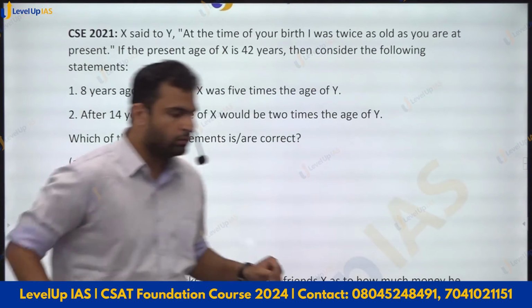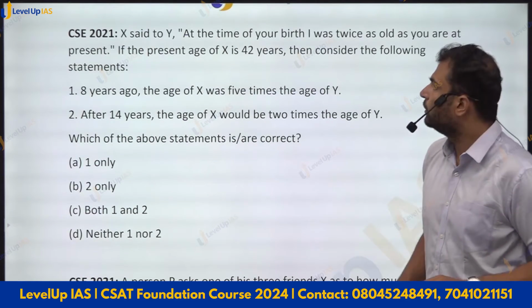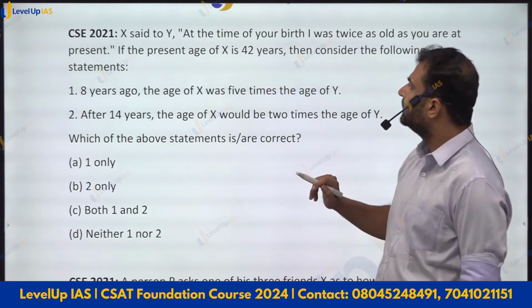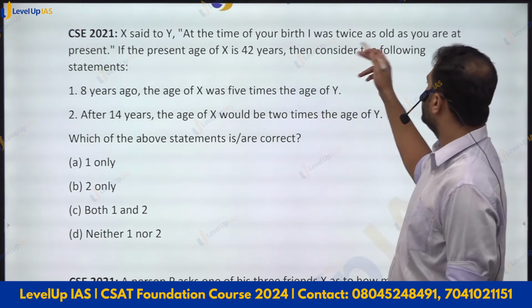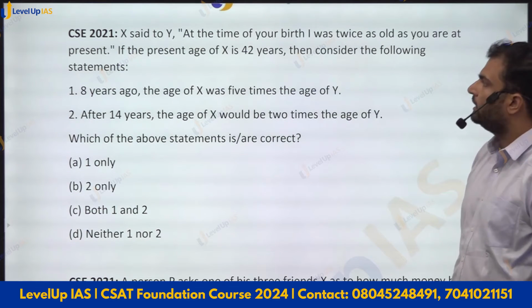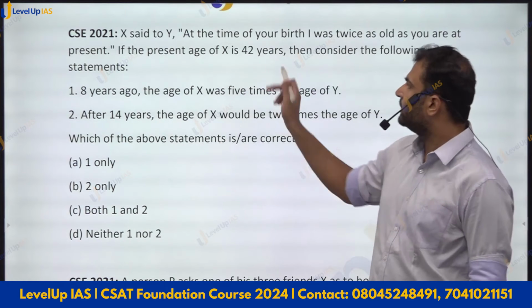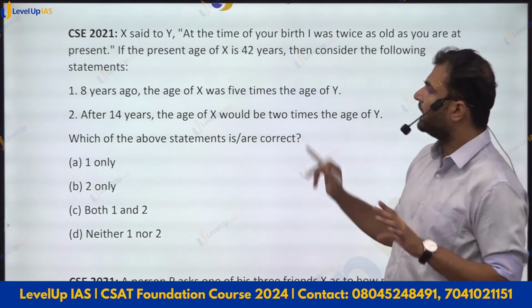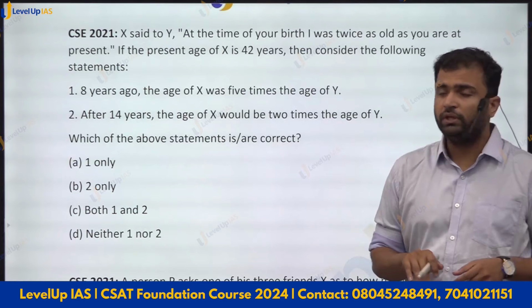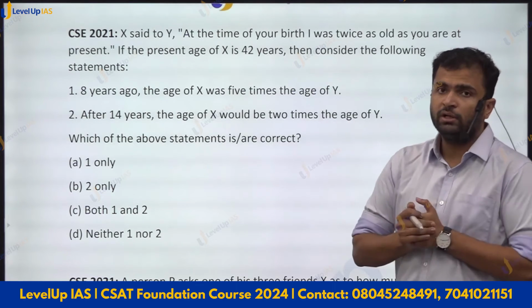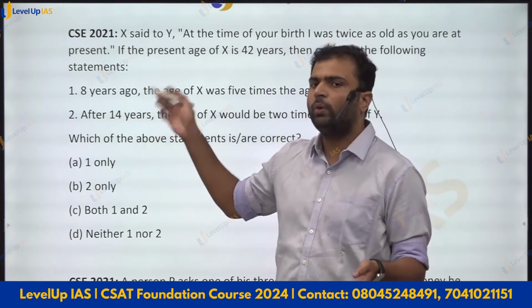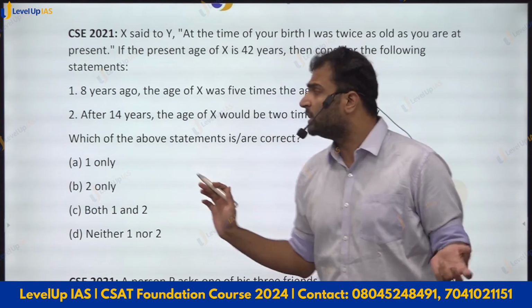Okay, let us come to this particular question. What do we have? X said to Y that at the time of your birth I was twice as old as you are right now, and the present age of X is 42, then consider the following statements. So we have 2 persons, X and Y. So we have to comment about their ages. Let us say X's age is X and Y's age is Y. That is the simplest thing we can do.